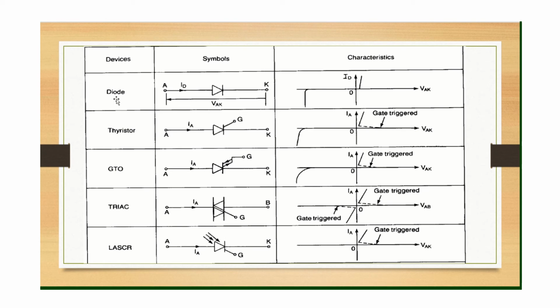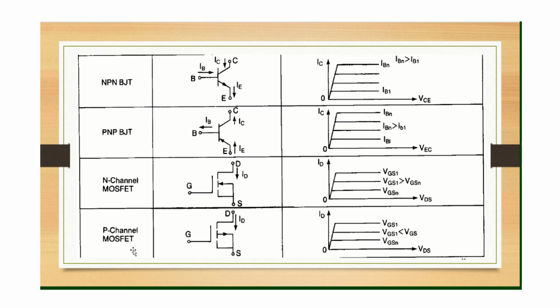Look at them. You have here the diode. You are familiar with the symbol of it and its characteristics. You have the thyristor, the symbol of the thyristor, and this is the VI characteristics of the thyristor. This is GTO, triac, LASCR. Then you have NPN BJT. Yeah, this is the output characteristics of BJT.